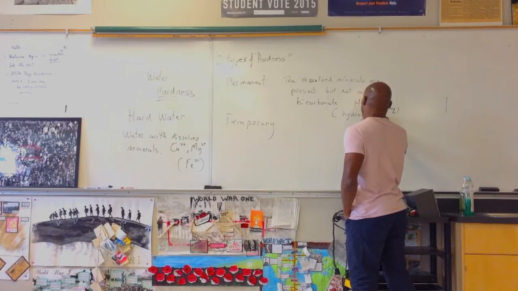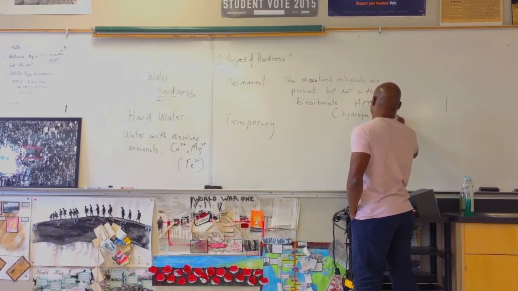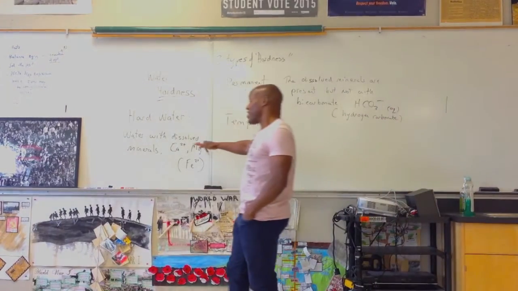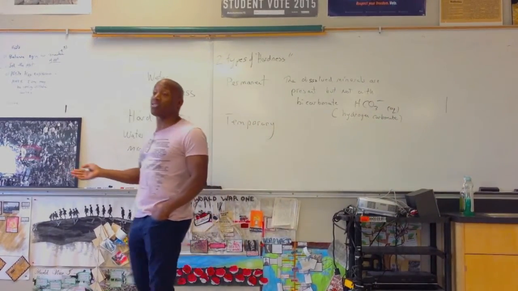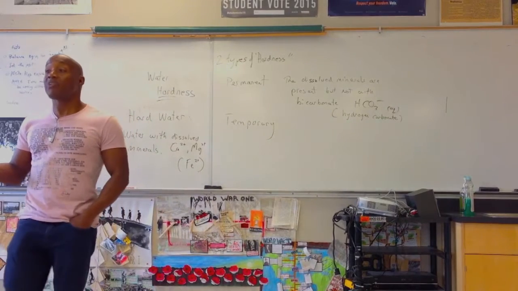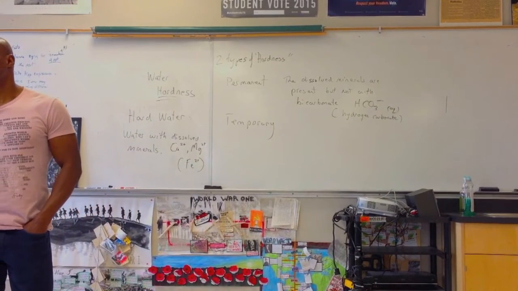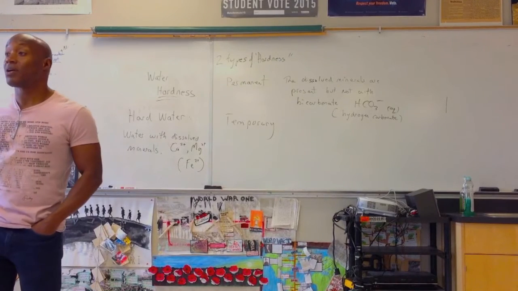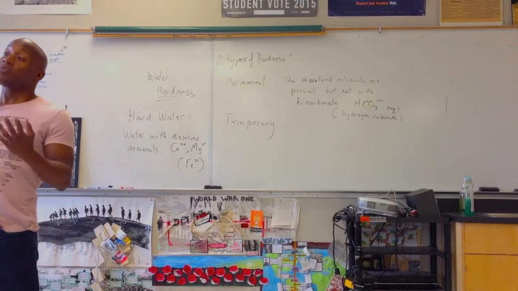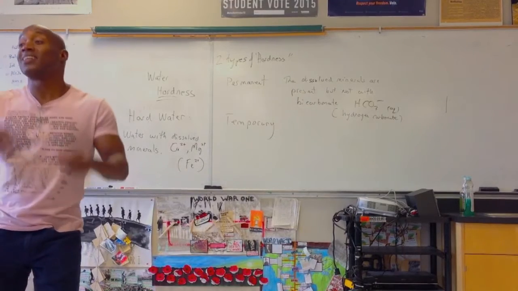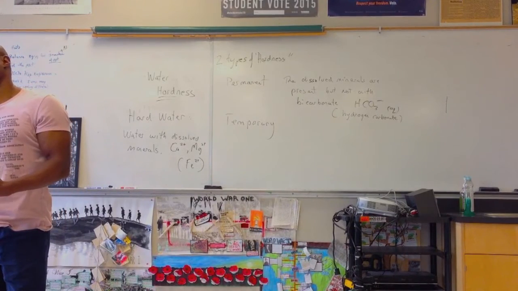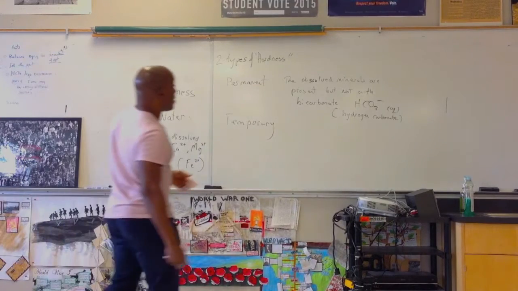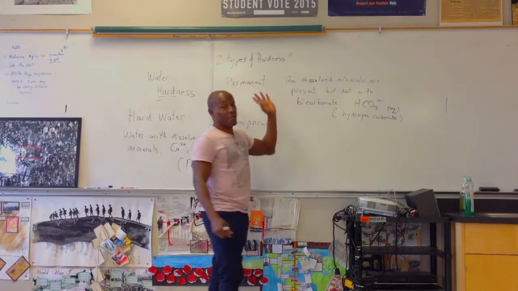How does it become present? Where does it come from? Well, notice you can't just have calcium and magnesium ions in the water. You can't just have cations in the water, you also have to have anions. So the question really becomes, what's the anion that's with the calcium or magnesium? That's also dissolved in the water. If that anion is not bicarbonate, we call that permanent hardness.